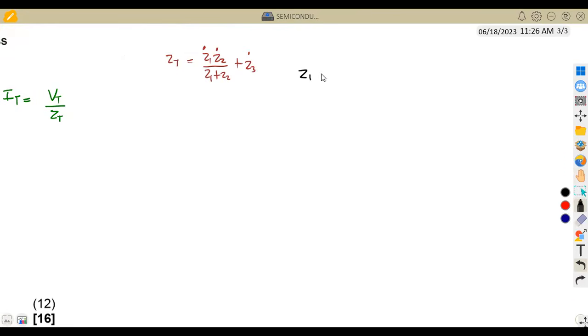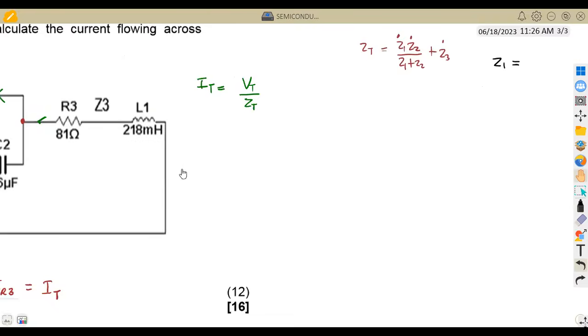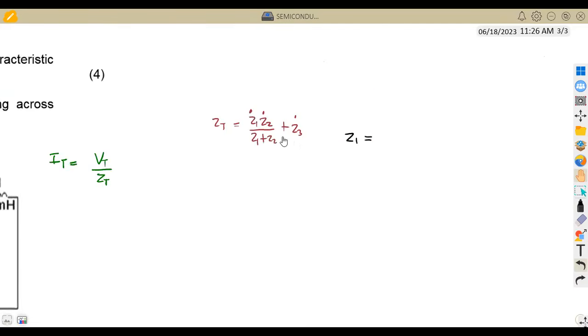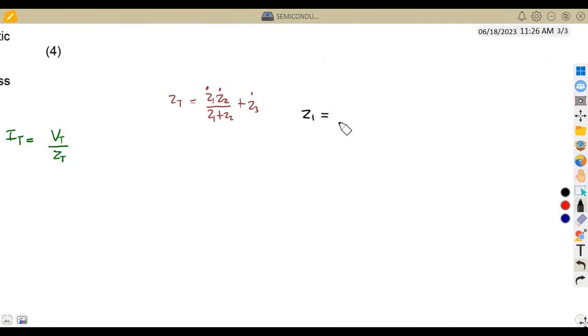So Z1 now, if we check the combination that we have here, we have got a resistor and a capacitor. To find Z, we are going to use the formula Z is equal to R minus jXC if you're dealing with a capacitor. If you are using an inductor, it is going to be plus jXL. We know that XC is simply from the capacitance, that is 1 over 2 pi FC. So we are going to find XC from there.